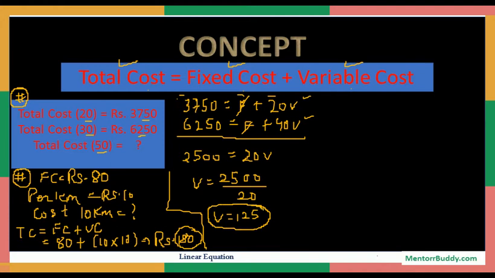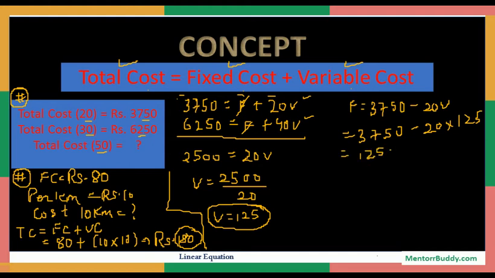So we know fixed cost can be written as 3750 minus 20V. So 3750 minus 20 into variable cost, which is 125. Solving this, that will be equal to 1250. So in this case my fixed cost is coming out to be 1250. Now the question arises, what will be the total cost for 50 people?